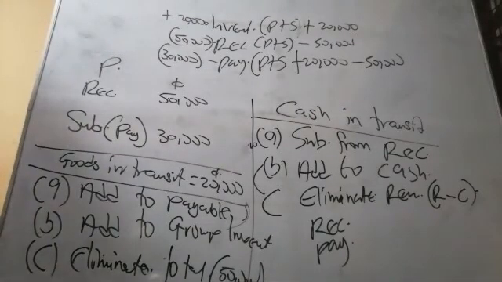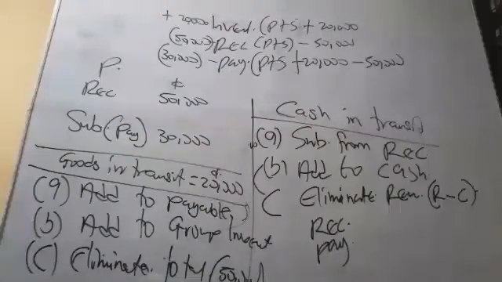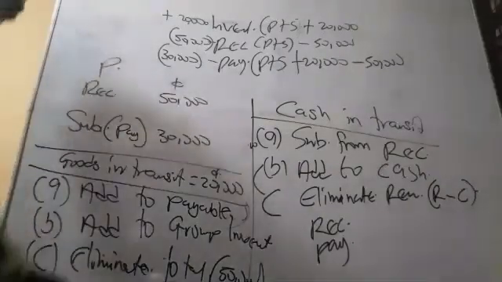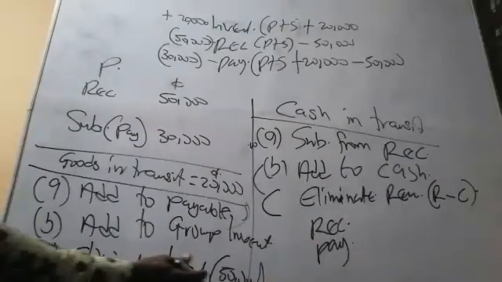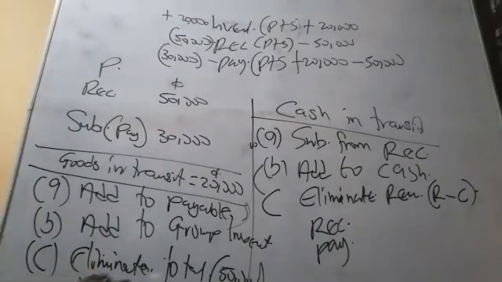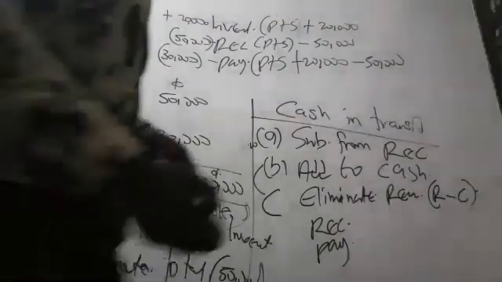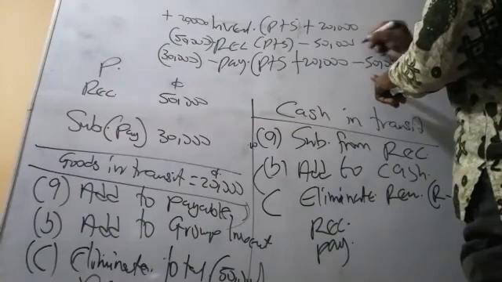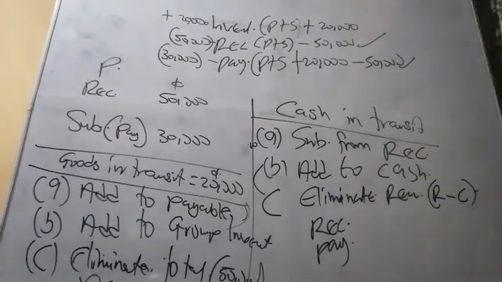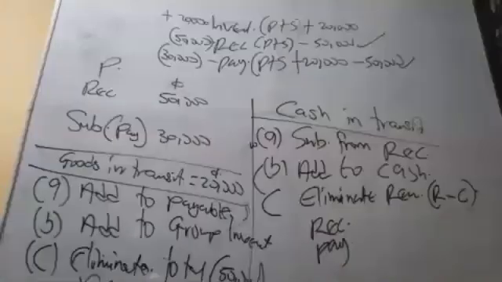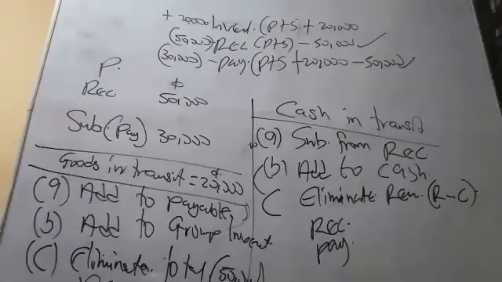That's all. So the elimination is you eliminate the total from receivable and payable. Receivable and what? Payable. From receivable and payable. And that is what we've done here. We have eliminated this 50 and this 50, and that's the section. We are eliminating it from both the receivable and payable figure. That is the end of this.